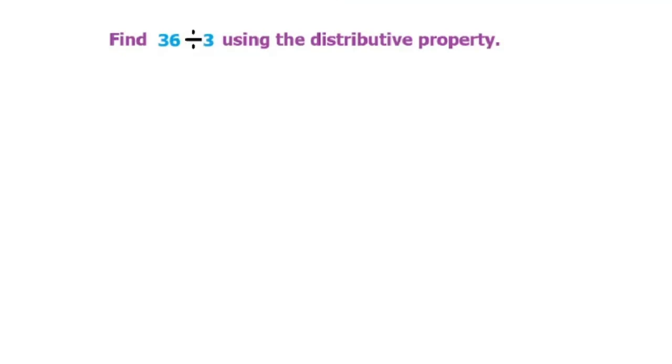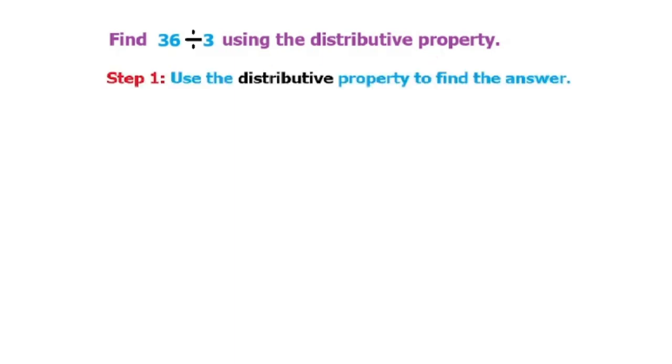In this video, we're going to do a division problem, and we're going to use the distributive property to figure it out. So if we have a problem like this that says find 36 divided by 3 using the distributive property. So we need to find the answer by using the distributive property. And what is it? How does it work with division?